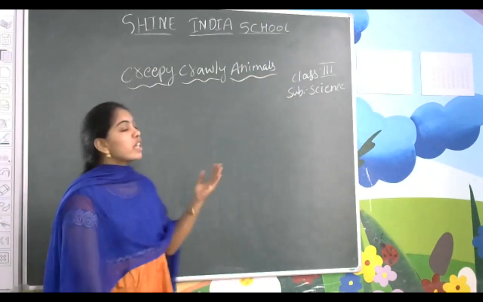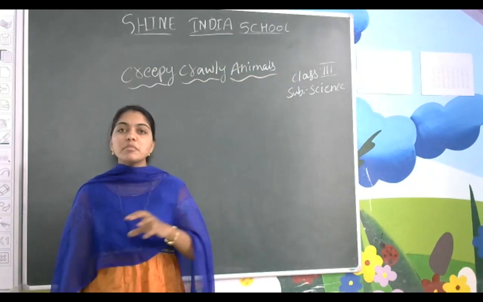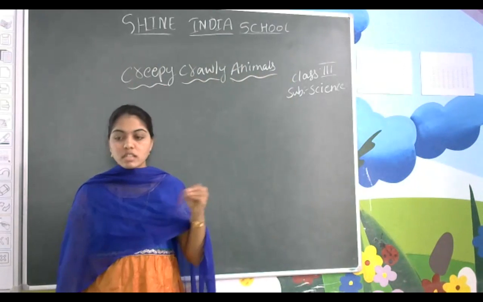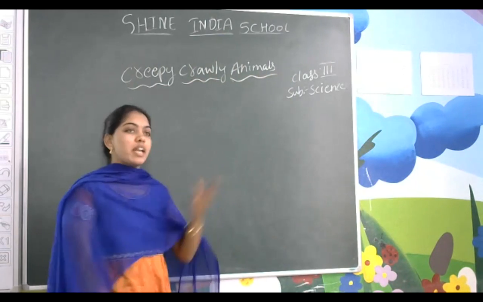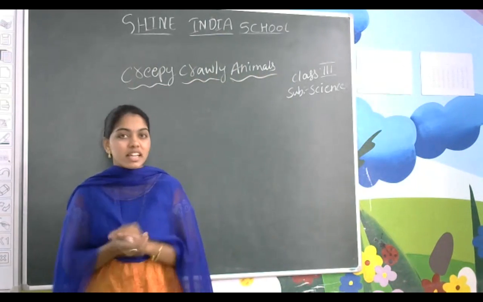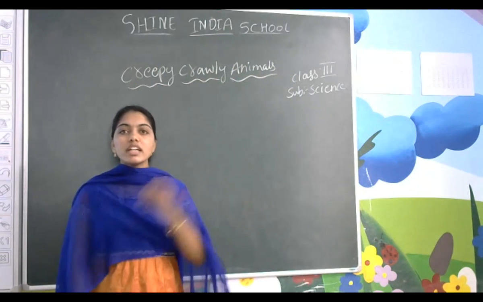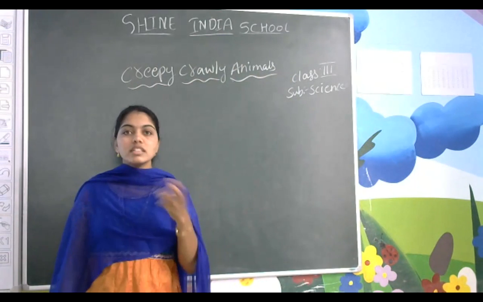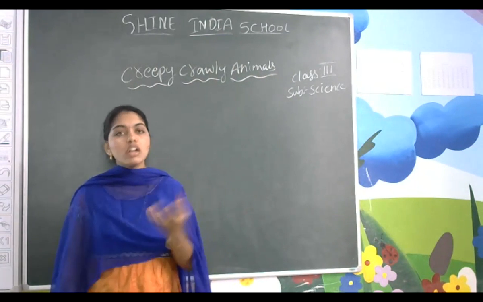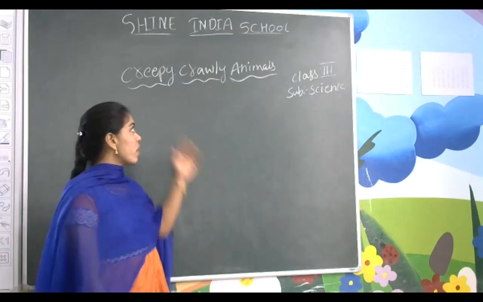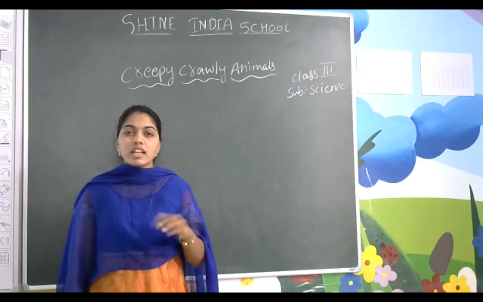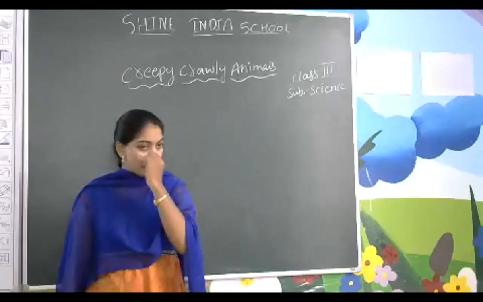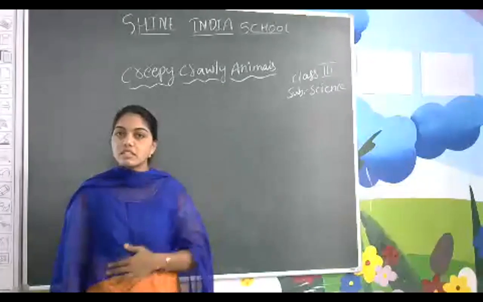What is meant by creepy and crawly animals here? Animals which walk very slowly are called creepy animals or crawly animals. Most of the insects walk very slowly, so they may crawl or they may creep. So we are going to discuss creepy and crawly animals. Mostly the insects are part of this topic.